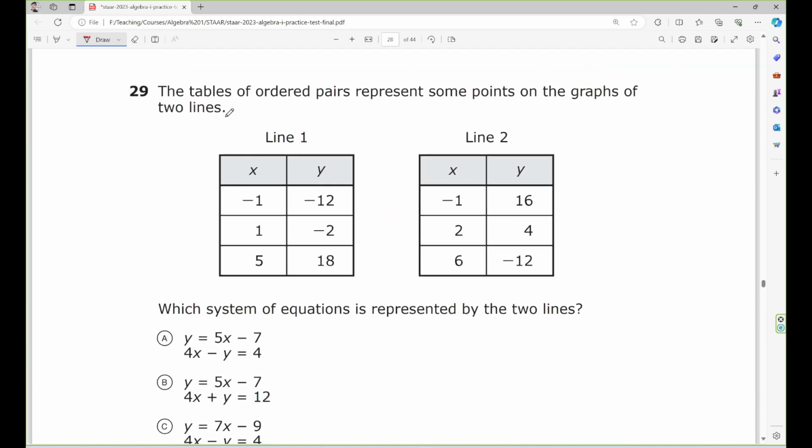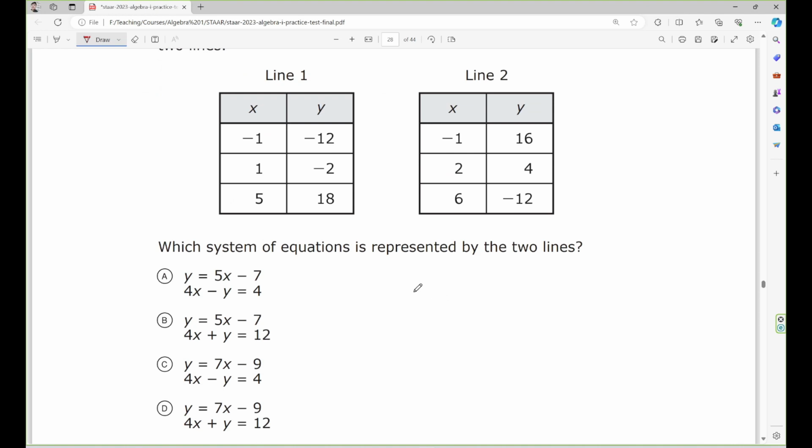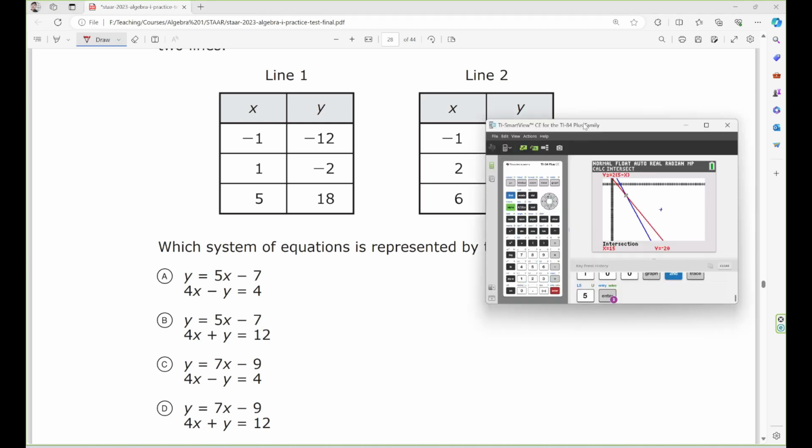Number 29. The table of ordered pairs represents some points on the graphs of two lines. Which system of equations is represented by the two lines? You have two different ways to do it. You either use a calculator or you just substitute each of these points into each of these equations right here. If both sides are equal, that's the right answer. But I use a calculator.